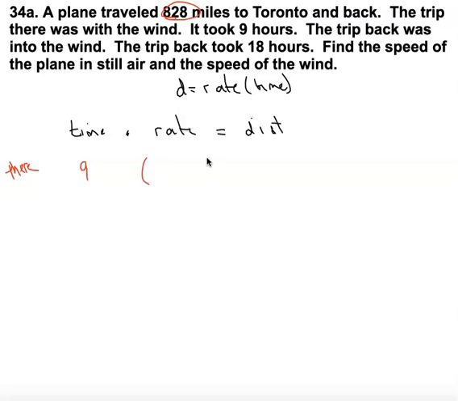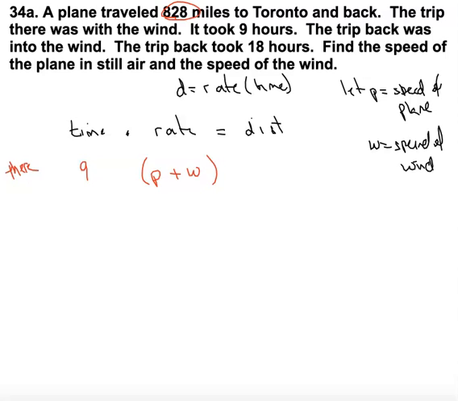So the rate is a combination of two things. The plane has its own speed, and the wind has its own speed. So I'm going to define two variables here. We're going to let P equal the speed of the plane and W equal the speed of the wind. And the last piece I know is that the distance was 828. Now coming back, it took 18 hours to come back.